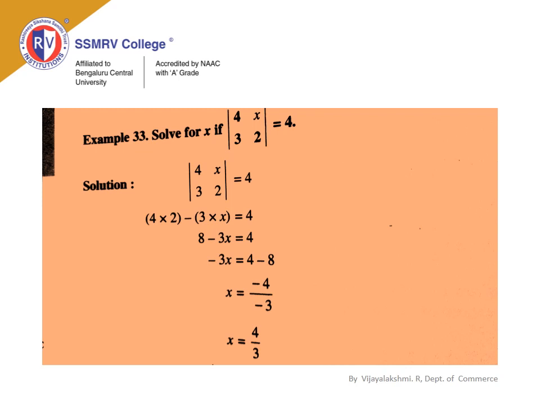If you are given like this, we can write it as the determinant 4 x, 3 2 is equal to 4. As we know already, we can multiply 4 into 2 minus 3 into x is equal to 4. 4 into 2 is 8, minus 3 into x is 3x, which is equal to 4. Minus 3x is equal to 4 minus 8. x is equal to minus 4 divided by minus 3. Minus minus gets cancelled. x is equal to 4 by 3.